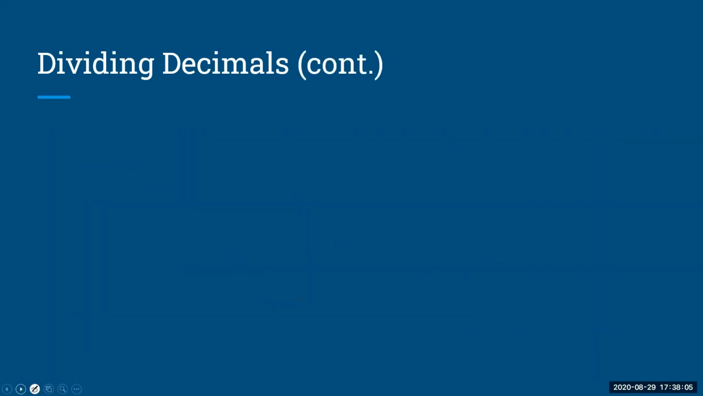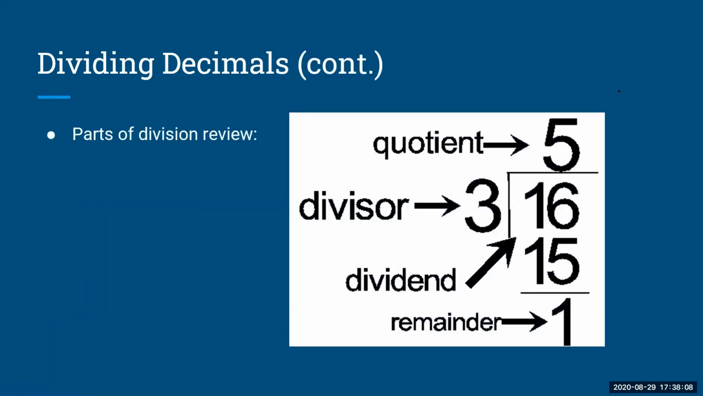So you have your quotient, which is also your answer. You have the divisor and you have the dividend. The dividend is the thing that's getting divided. The divisor is the thing you're dividing by. And you have the remainder. No one does remainders, come on.